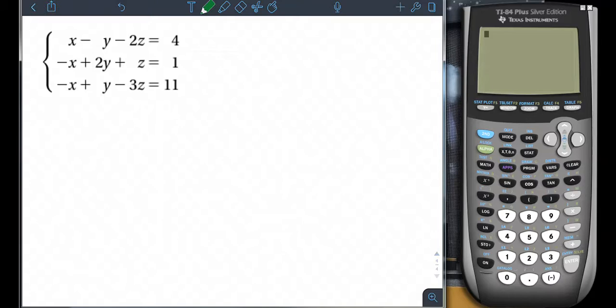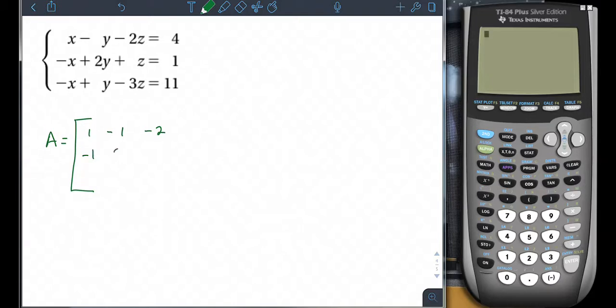My first matrix, I'm going to name that matrix A, is going to be my matrix of the system. And in this matrix, we are just using the coefficients of the variables. So in this case, it's 1, -1, -2. Again, those are the coefficients of the variables. On the second row are the coefficients of the second equation, 2, 1. And on the last row, sorry, is going to be the coefficients of that last equation.